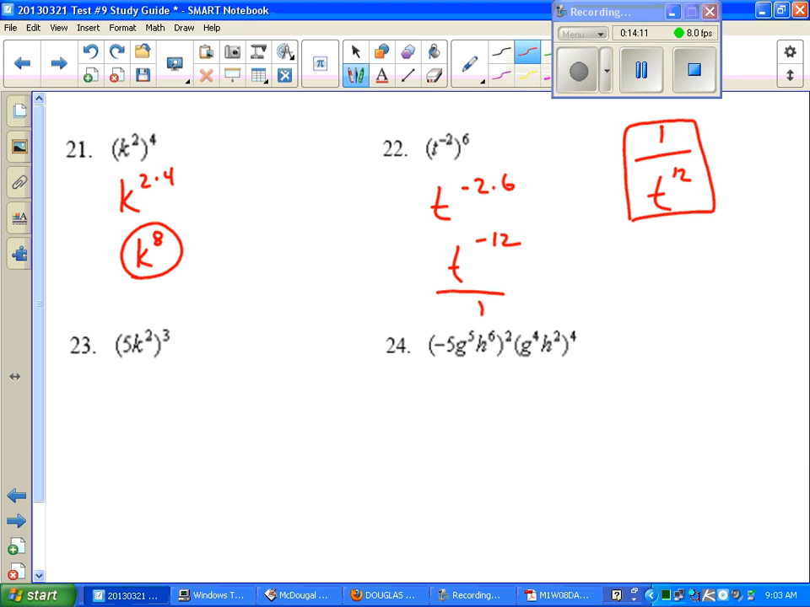5k squared to the 3rd. Only thing different between 21 and 23 is you have to make sure to give the 3rd to both terms. So 5 to the 3rd and k squared to the 3rd means times 3. So 5 to the 3rd power means 5 times 5 is 25, times 5 more is 125, and k to the 2 times 3 is k to the 6.